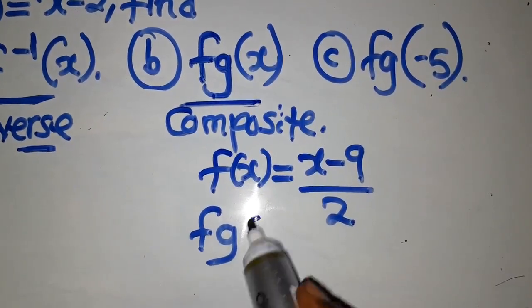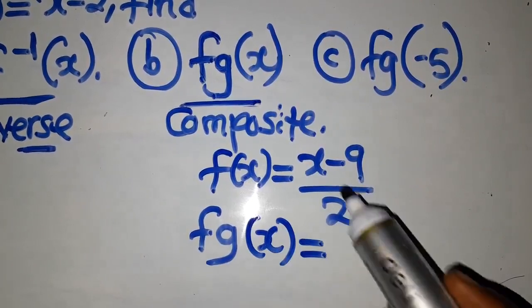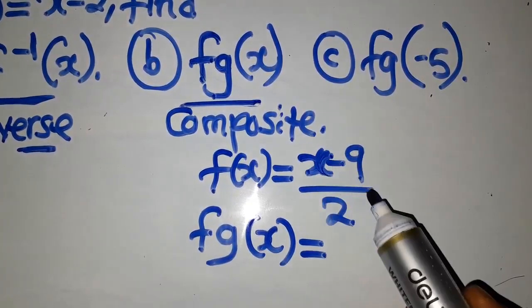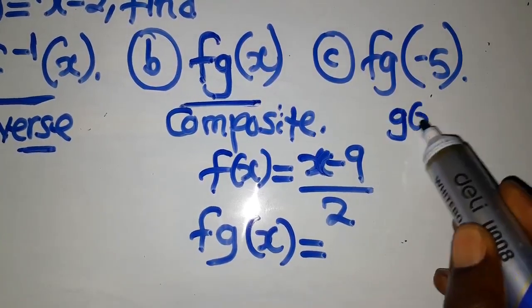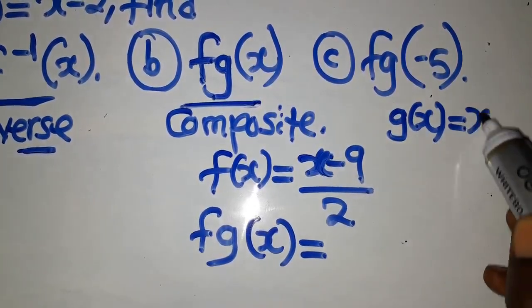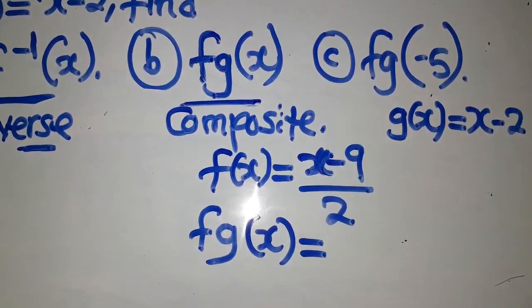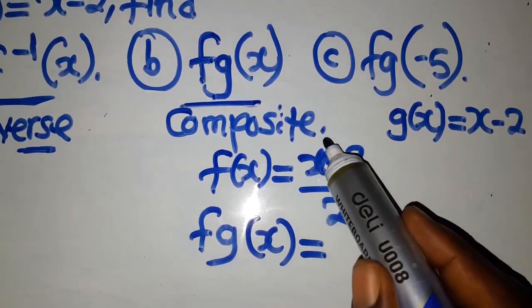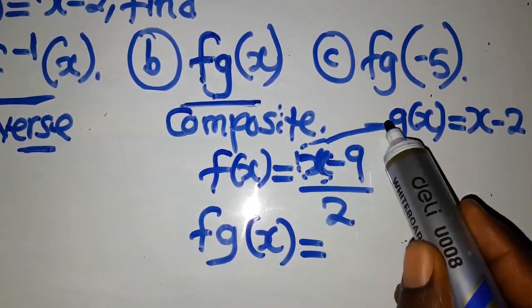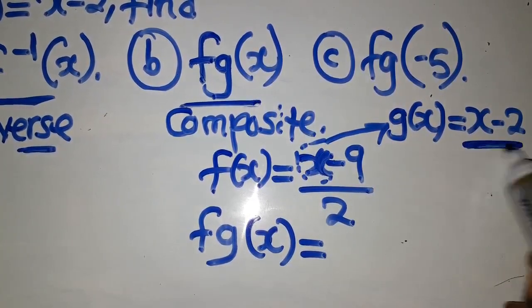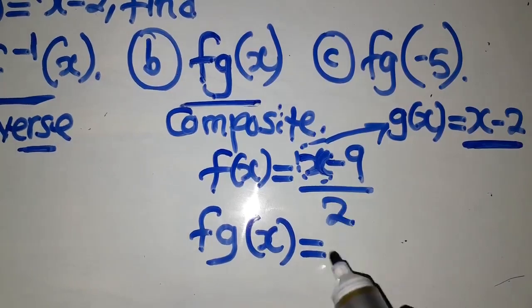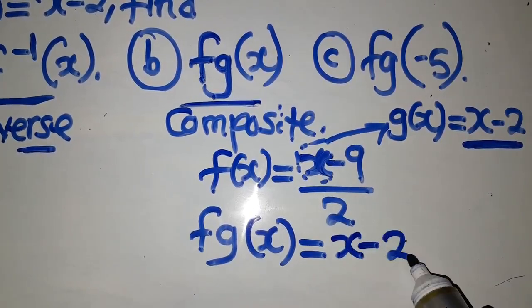This means that where there is x here, that's where you're going to put the g function. You know that the g function is g of x is equal to x minus 2. That's how it is. So here where there is just x, that's where you're going to put that function. The function is this one, x minus 2. So just that x minus 2.